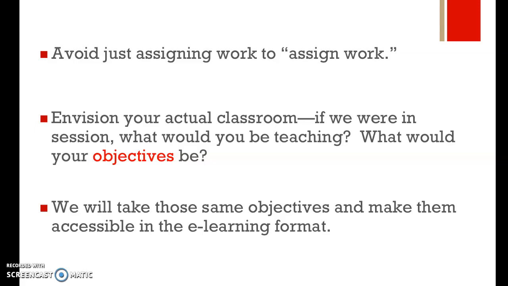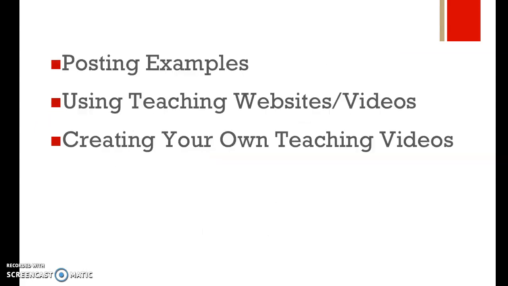So a couple of things to think about just before we start. I just want us to remember that we want to avoid assigning activities just for the sake of assigning work. We want to be really intentional about what we assign in e-learning. And the easiest way to do that is envision your actual classroom. Pretend that you are still in your room and think about what would you be teaching and what would your objectives be. We want to be really clear and intentional about our objectives. And then once you know what your objectives are, that's when we can take those objectives and think about how we make them accessible in the e-learning format.